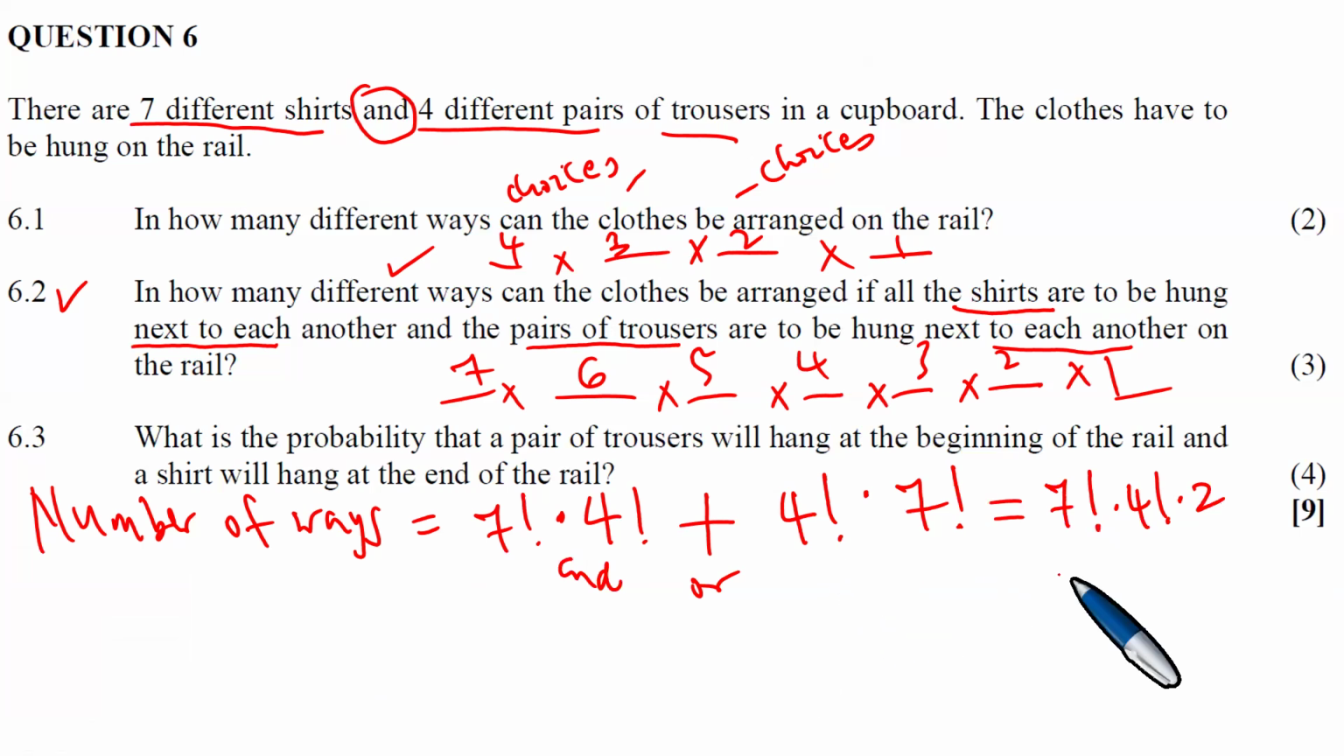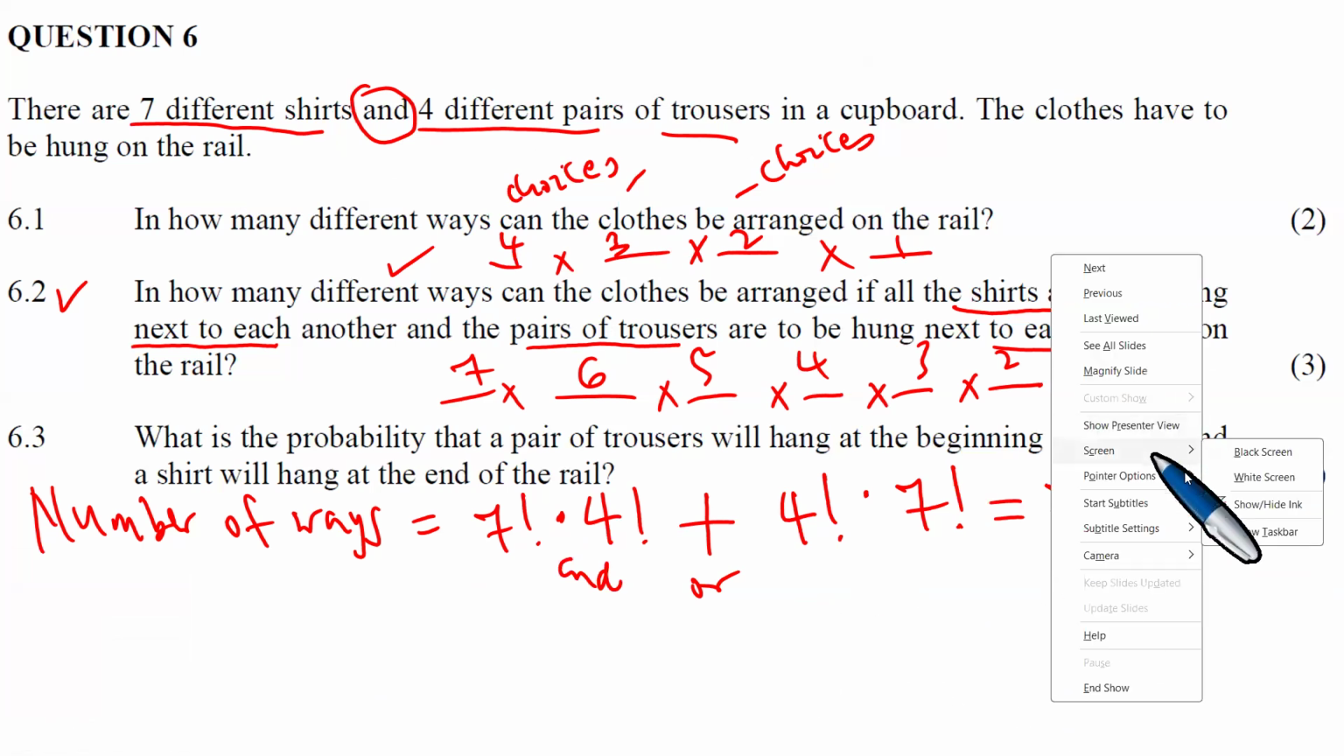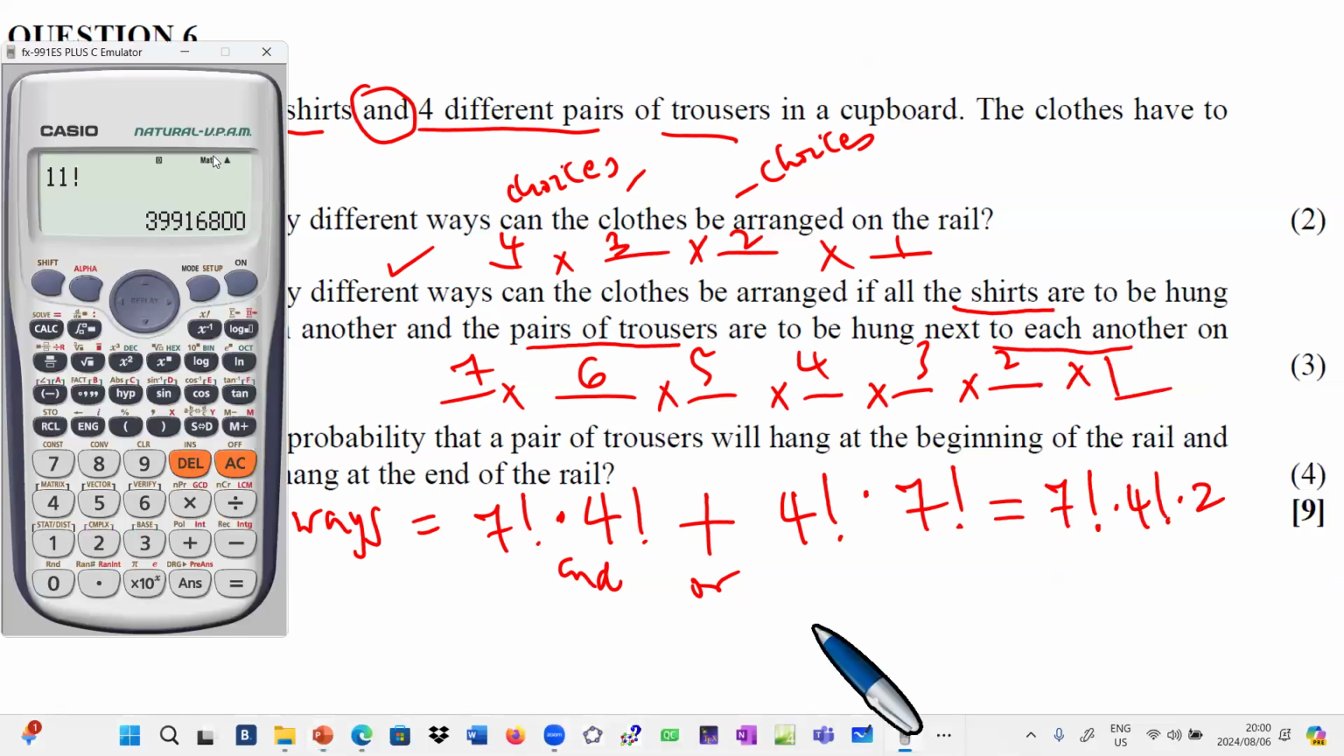So it's the same thing. When there are 2 types of things here, shirts and trousers, you multiply by 2. Now, as a consequence, you have this. So you take your calculator, and you're going to have exactly 7 factorial times 4 factorial times 2.